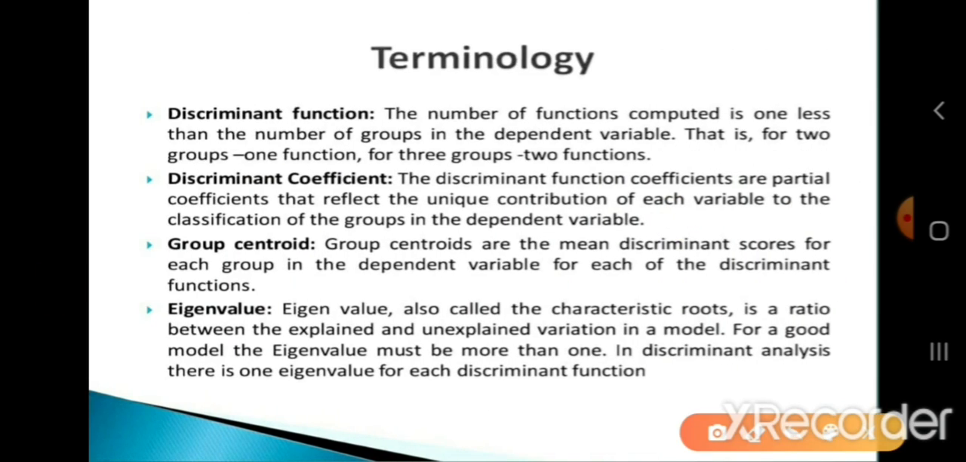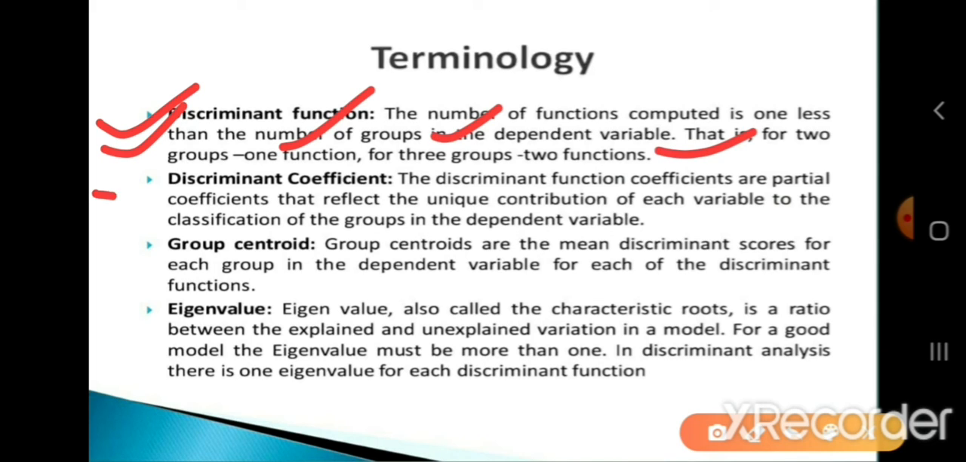Next, the basic terminologies related to discriminant analysis. Number one is discriminant function. Discriminant function is the number of functions that we are computing. The number of discriminant functions is basically one less than the number of groups in the dependent variable. So if we have two groups, we will have one discriminant function. If we have three groups, we will have two discriminant functions.